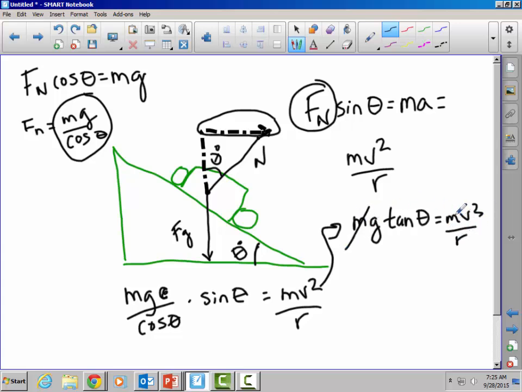The m's cancel out, and then you end up with this expression, tangent theta equals v squared over gr, because I just divided both sides by g. So you can see that the angle of the banked curve doesn't really depend on the weight of the car at all. The m's end up canceling out. The mass is inconsequential. The only thing that matters is how fast the car is going and the radius it's trying to make. And then that will help you determine the angle that the bank needs to be at in order for the car to take it safely.